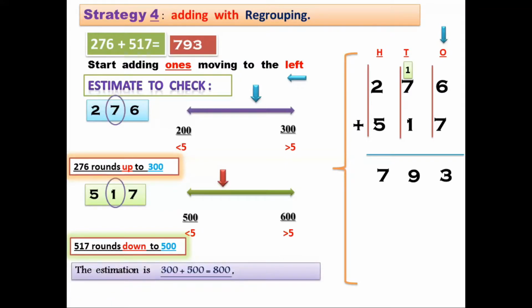Now, add these two numbers, 500 and 300. We find that 500 plus 300 equals 800, as you can see right here. So our estimation is 800. And since 793 is close to the estimation 800, our answer is reasonable.